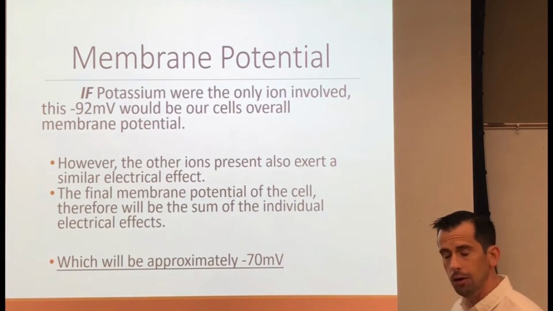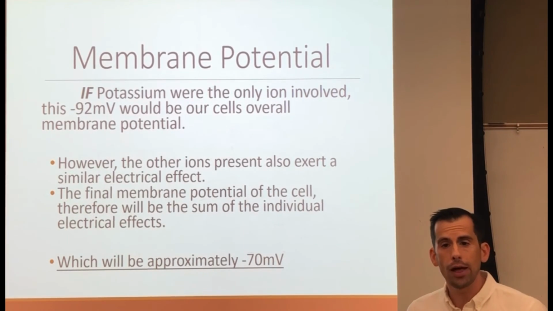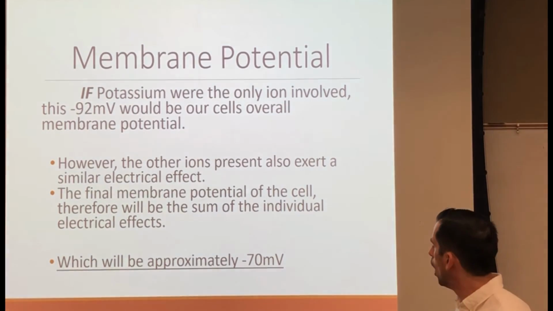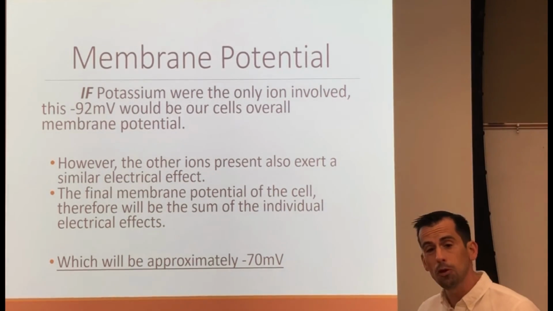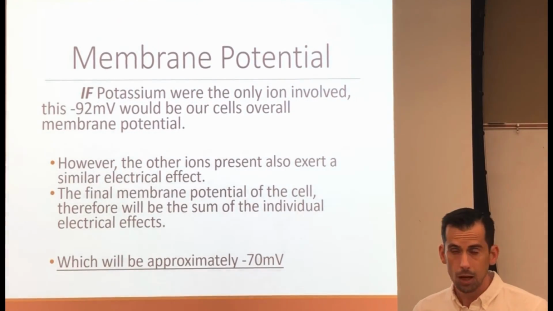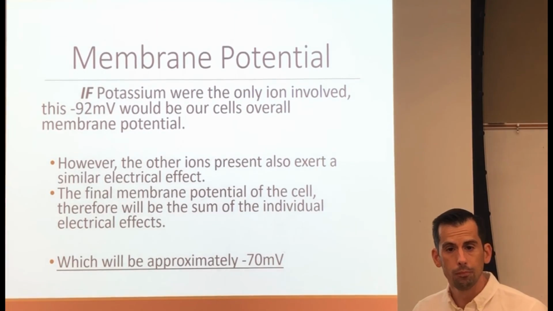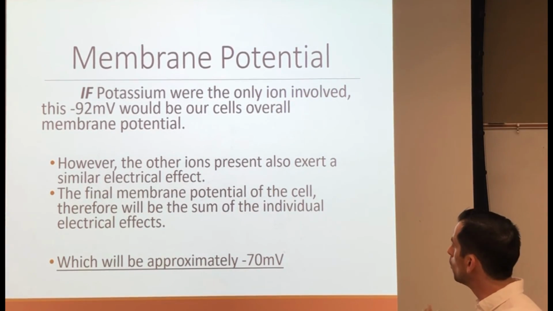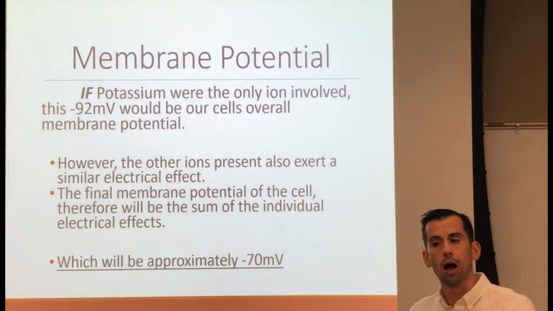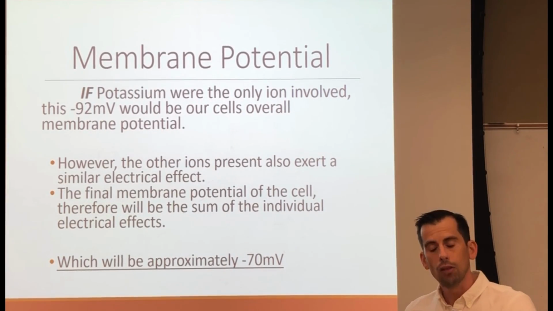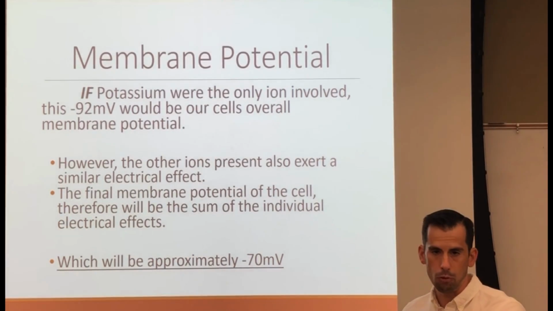Once all is said and done, and we average all that out, we wind up seeing an overall membrane potential of approximately minus 70 millivolts in most cells. This is our overall membrane potential of a cell. The effects that we see with all of the individual ions going across the membrane by a concentration gradient, then getting pulled back by its electrochemical gradient.